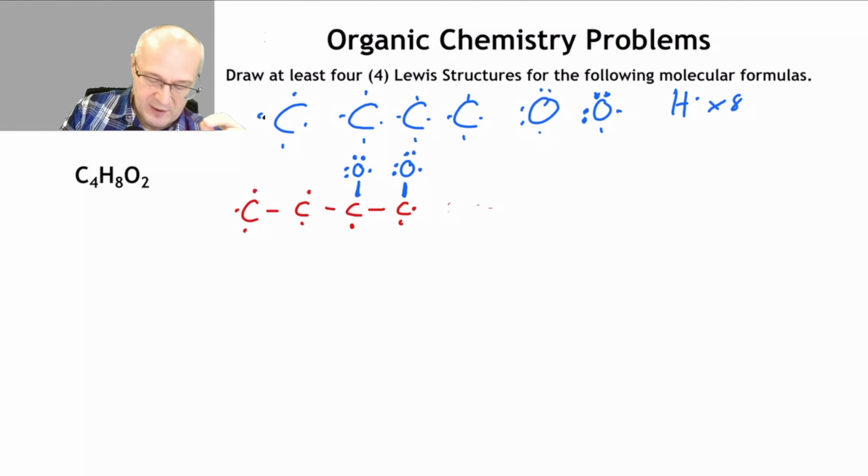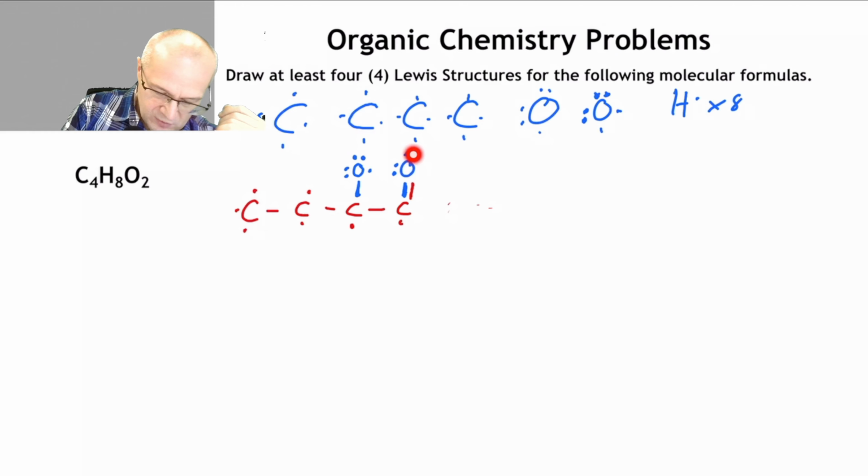Now we can make a bond here, here, here, or here. There's a bunch of ways we can put that bond. So let's put it at the end. Let's put it here. Let's get rid of that electron, and let's just put the bond in.